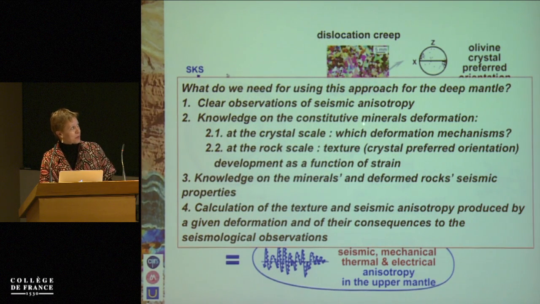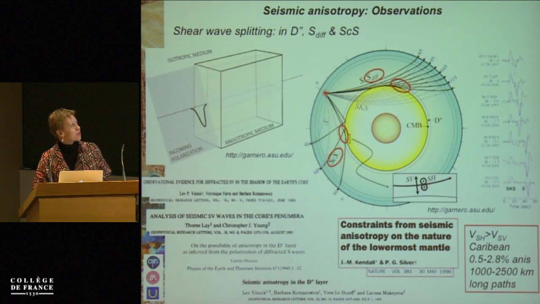Then we need to go one scale up. We want to know how this deformation can produce, or not, a crystal preferred orientation, and how does it evolve as a function of strain. We need to know the minerals' elastic properties. We have some data now, and then using the texture and these elastic properties for minerals, you can calculate which will be the seismic anisotropy and try to compare with the data. So I will try to go one point after the other, starting with the seismic anisotropy observations.